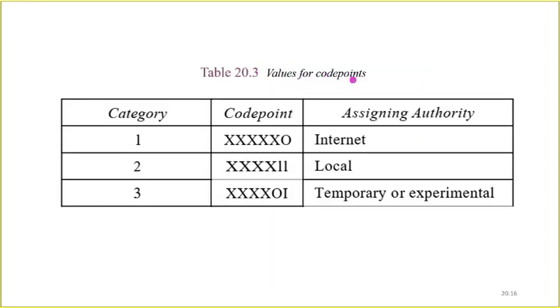Now the values for code points. Out of the 6 bits, if the first bit is 0 and the remaining bits are anything, it will behave like an internet, so it will assign the services related to internet. If it is 1 1 and the remaining 4 bits are anything, it is going to have local services. If it is 0 1, then temporary or experimental services are there. This is how the code points give the service related information.